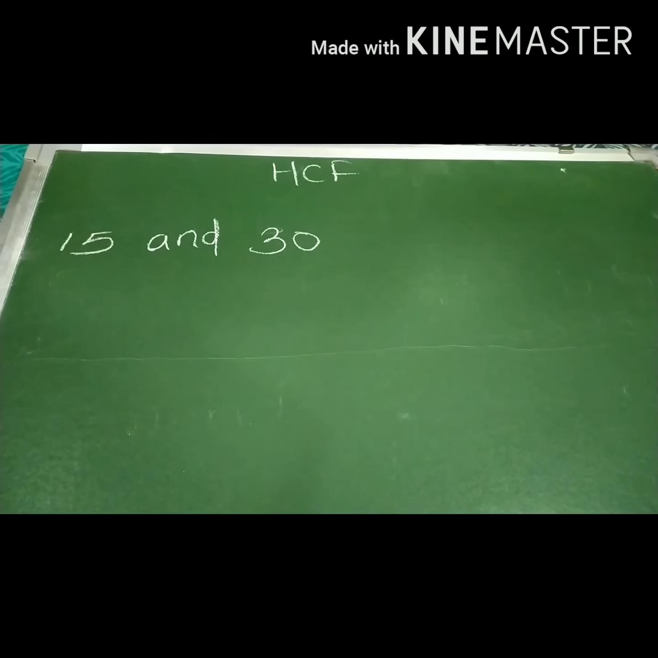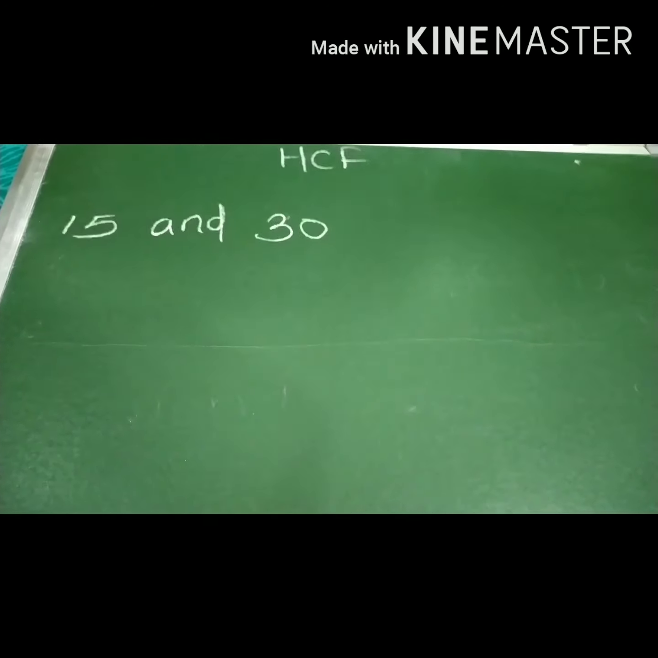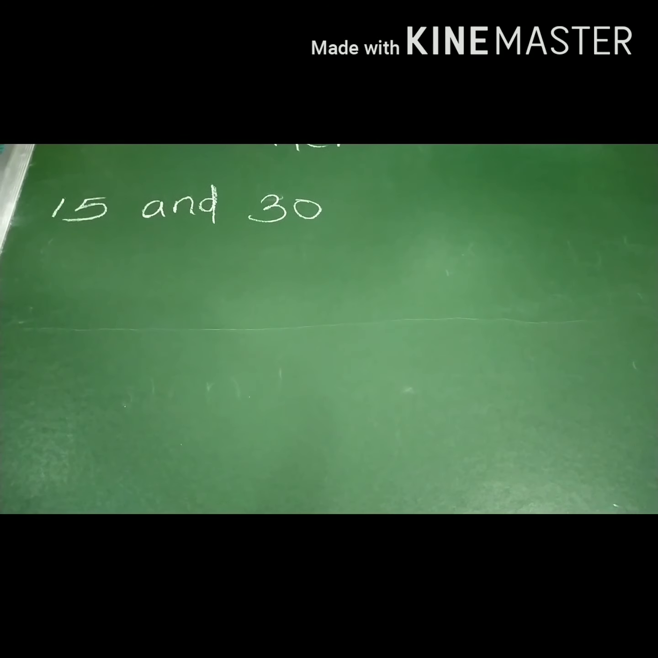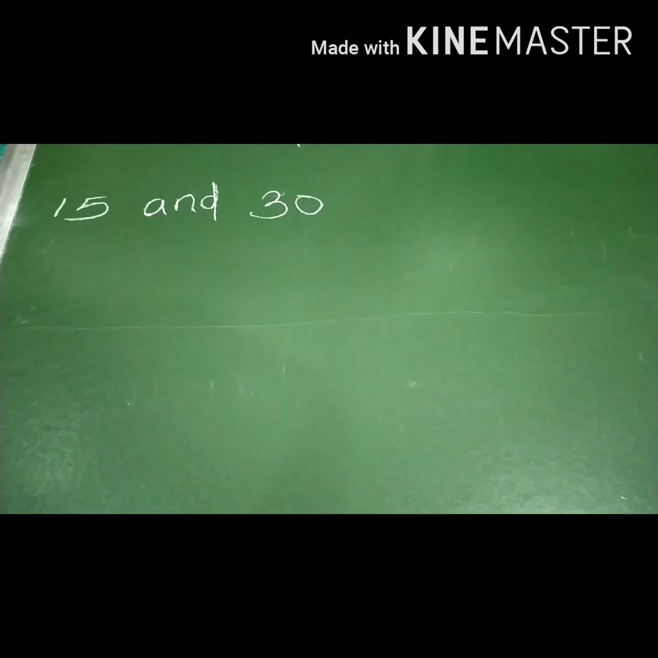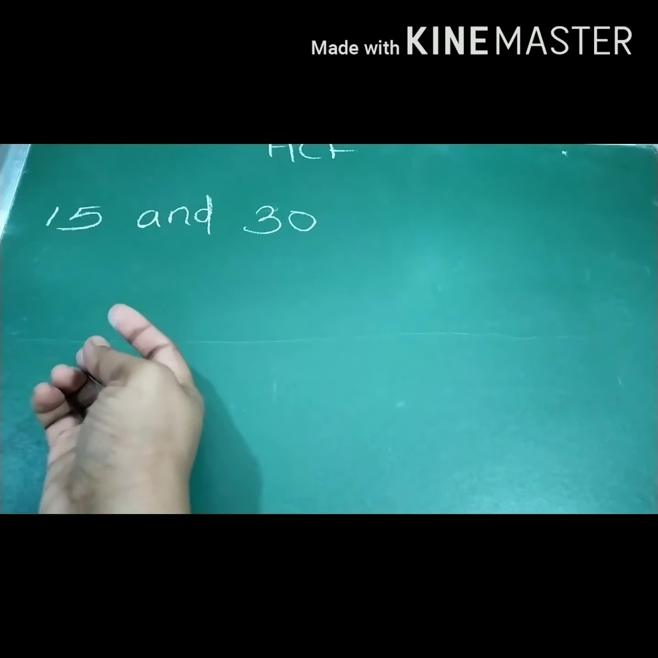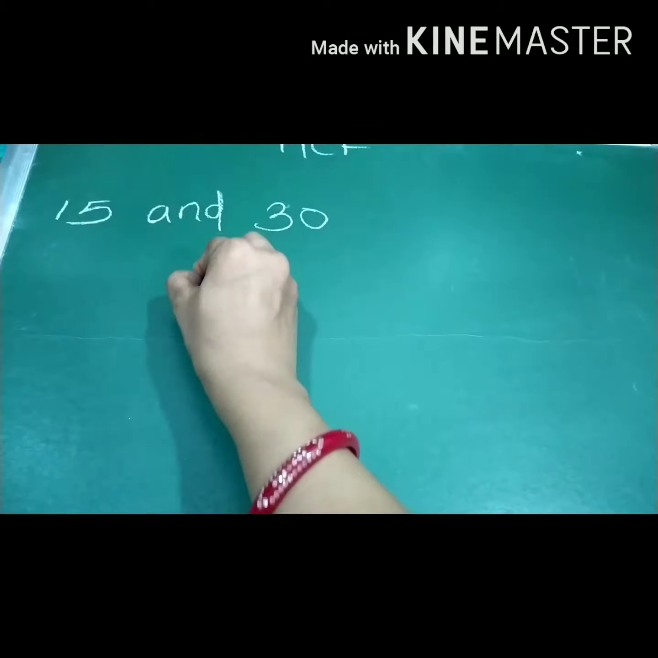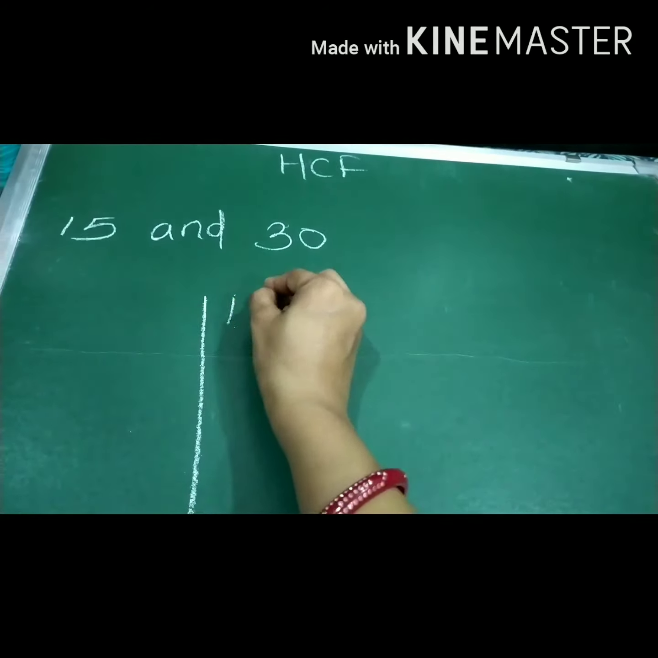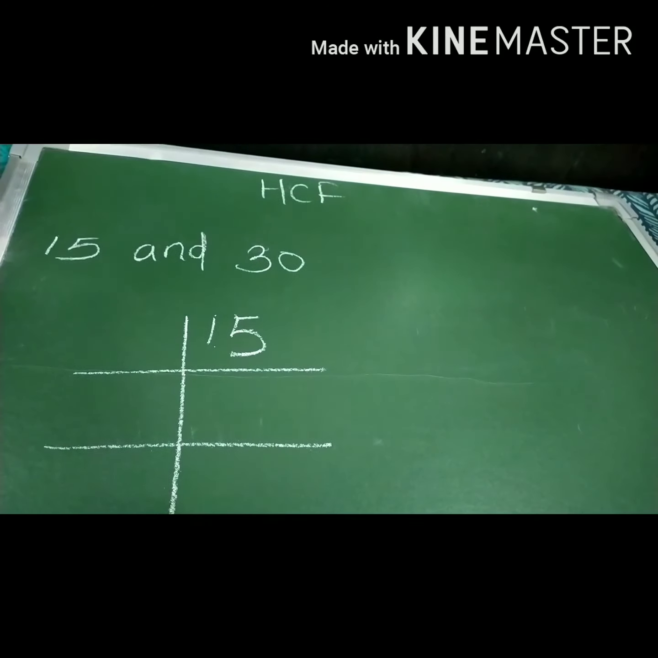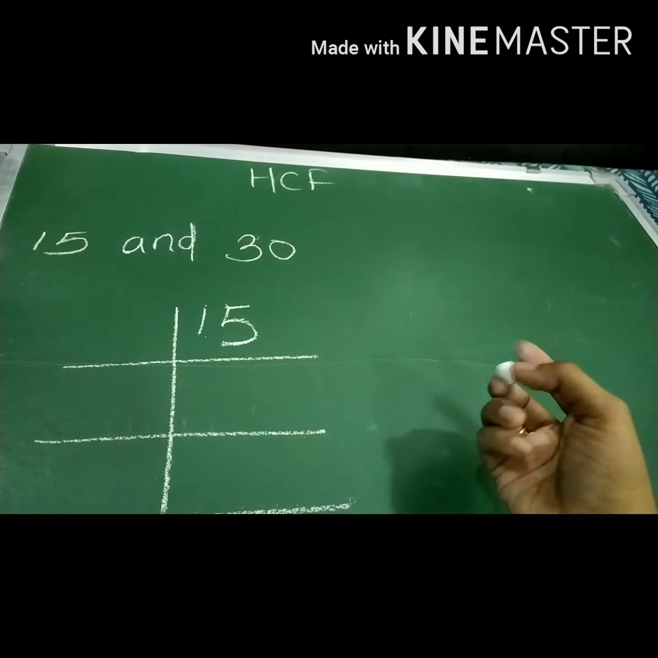Let's see one more example. We have to find out the HCF of 15 and 30. Now here I will use a different method, that is prime factorization. So it is up to you. Whichever is easy for you, you can go. So now you already know what is prime factorization. So first I will find prime factors for 15 and then for 30.